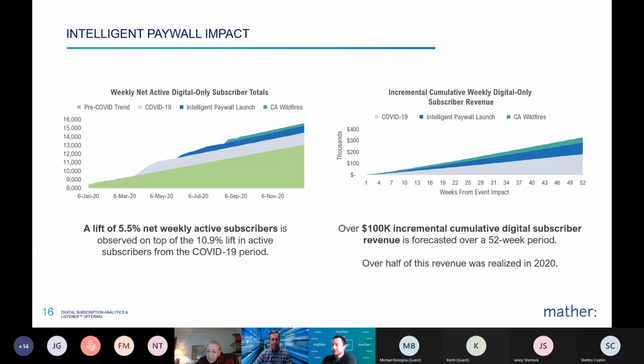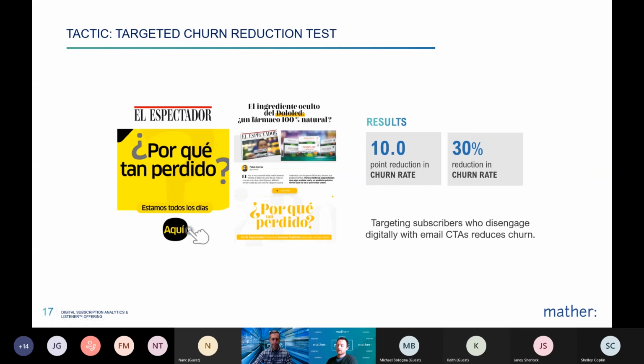And about a 5% lift in just the active net subscribers, just from implementing that model pretty quickly. So it's, again, a pretty quick way to see the ROI on these activities and, again, grow your subscriptions. So that's the acquisition side.